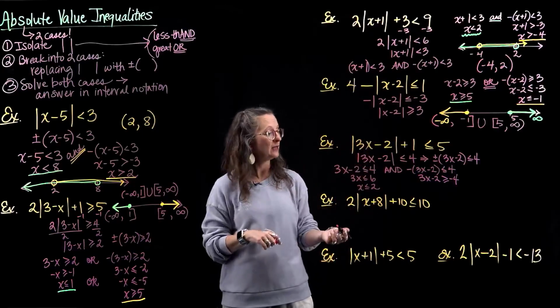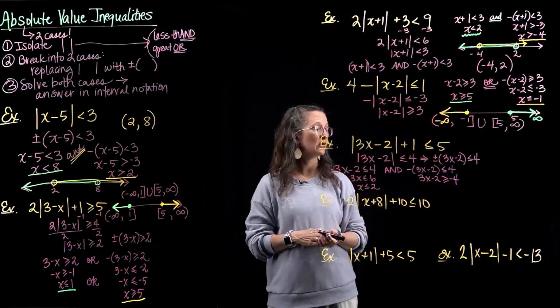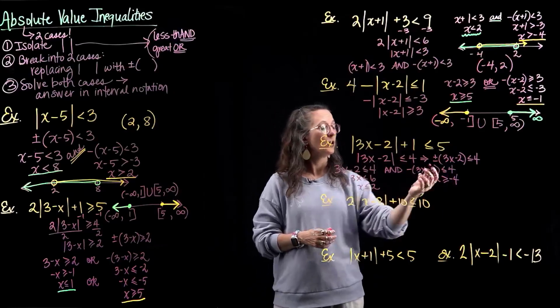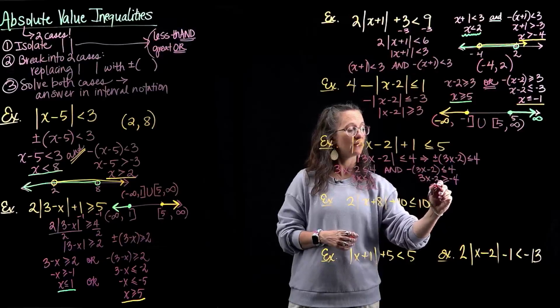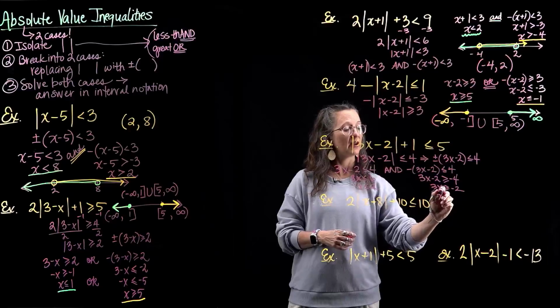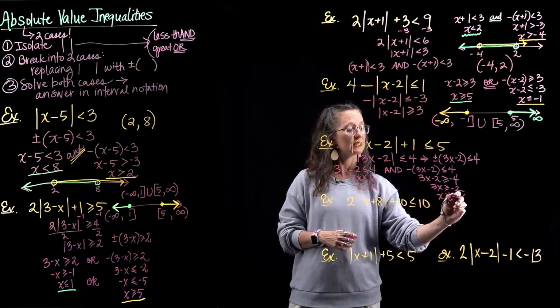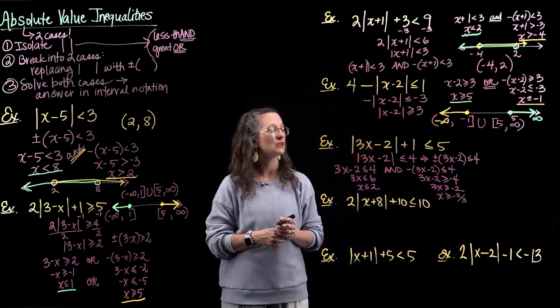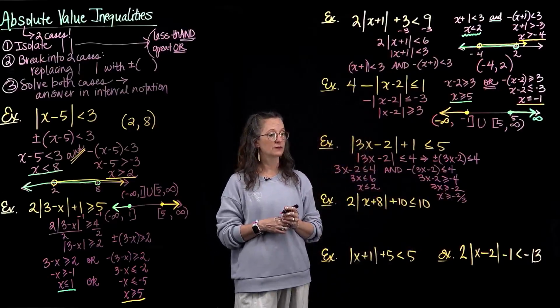Let's jump to the other case. 3x minus 2 is greater than or equal to negative 4. We'll add 2 to both sides. I have 3x greater than or equal to negative 2. Divide by 3 to get x is greater than or equal to negative 2/3.